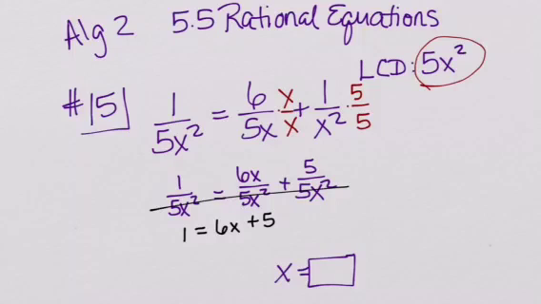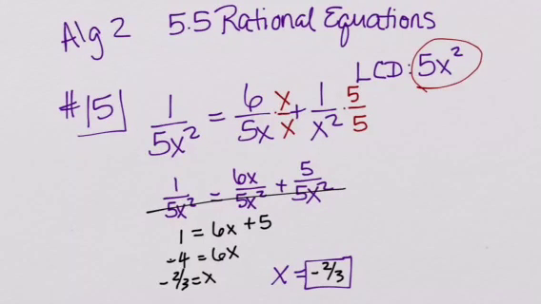Subtract 5 from both sides. I get negative 4 equals 6x. Divide both sides by 6. I get x equal to negative 4 over 6, so I'll reduce that and say negative 2/3. So the answer that we were looking for is negative 2/3. If you store it and plug it back into the original problem that we started with, it'll make the equation true. The left side will equal the right side.